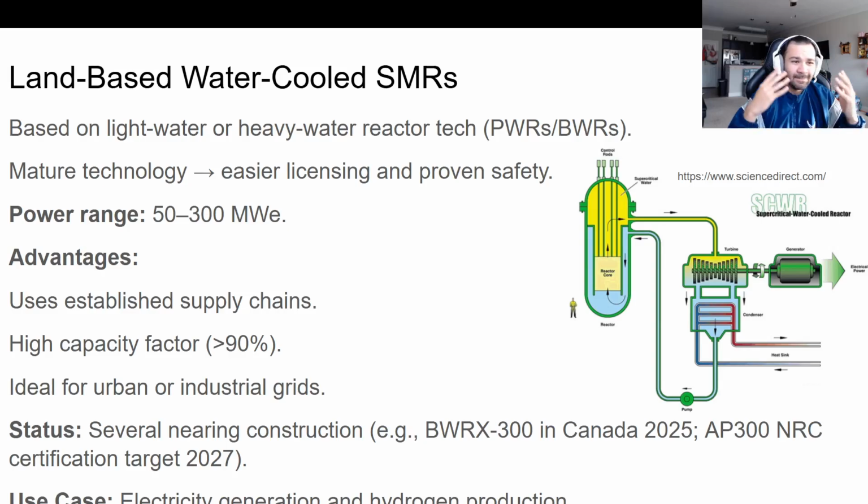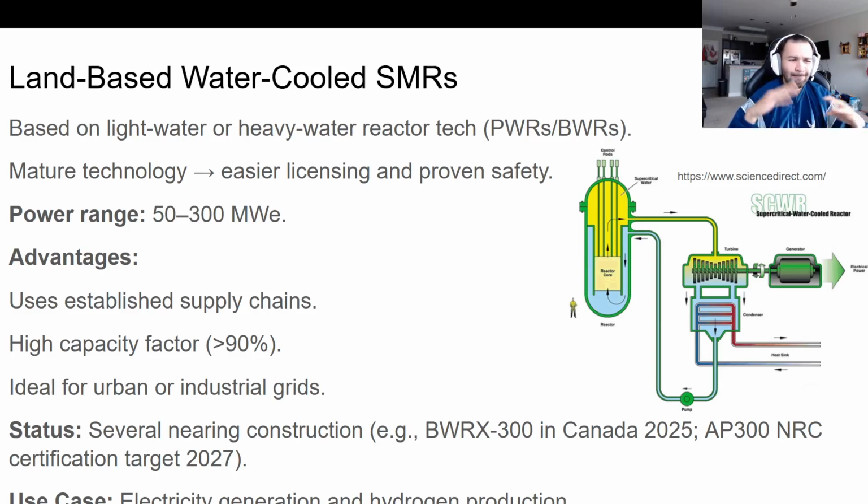So let's start with the first type, the land-based water-cooled SMRs. These are the PowerPoints. I'm going to gloss through them. I'm not going to go through every single point. They're there for you to reference. But I'm going to talk about my knowledge of it, and maybe you can get a little bit more. And everything on the screen you can read yourself as well.